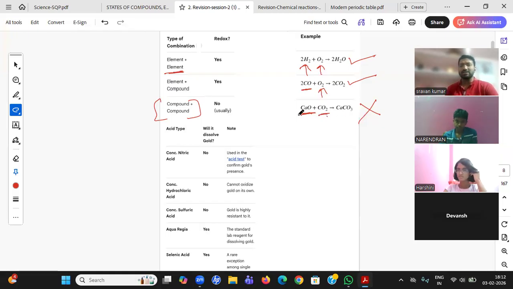Okay, it's a combination reaction. Not every combination reaction is a redox reaction. Exclusively compound plus compound, whenever I am mixing, it's not a redox reaction. Yeah, so the best example: whenever you see compound plus compound, it is again a double displacement. Double displacement also is not a redox reaction. So this is what I think Narendran wants to say. Okay, so double displacement is also not a redox reaction.